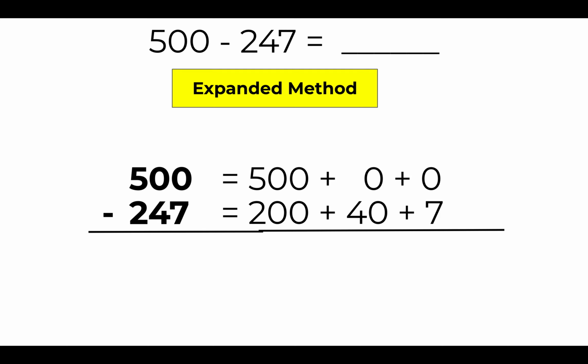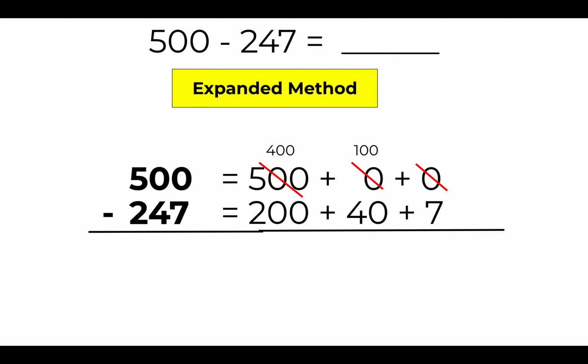So I'm going to need to go next door to borrow something. But when I get next door, I see that there's nothing there for me to take because there's a 0. So I have to go all the way to the hundreds place and make a change there. I'm going to borrow 100 from the hundreds place. So I'm leaving 400 behind and bringing 100 back with me to the tens place.